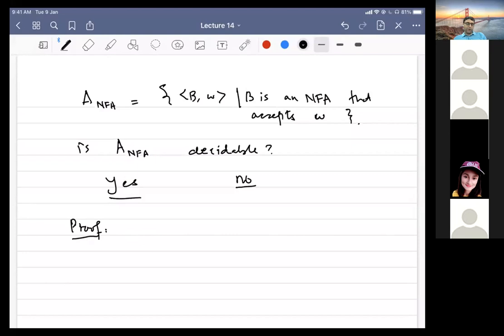If I say that yes, ANFA is decidable, so if I say something is decidable, it means that I should be able to come up with a Turing machine which decides it, right? We remember the definition of decidability: a language is called decidable if some Turing machine decides it. So if I say ANFA is decidable, it means that I should be able to come up with a Turing machine which decides the language ANFA. So can you construct such a Turing machine which decides ANFA? Can anyone try to come up with a Turing machine?